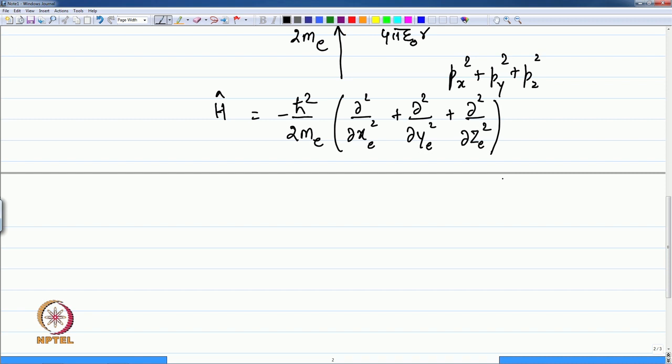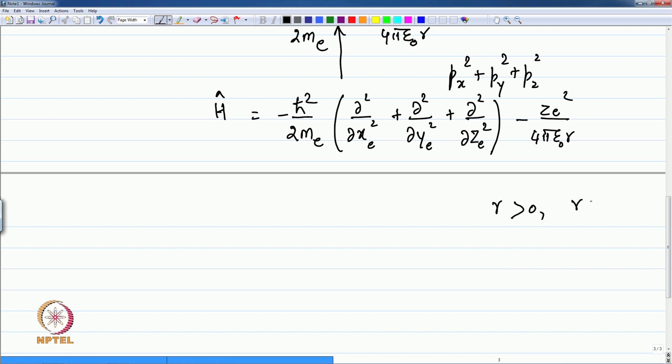And then you have the potential energy minus Ze square by 4 pi epsilon naught r, and r is in principle greater than 0 and less than or equal to infinity. At infinity, of course, the Coulombic interaction is 0. Therefore, here the boundary includes the entire three-dimensional world, the whole universe.